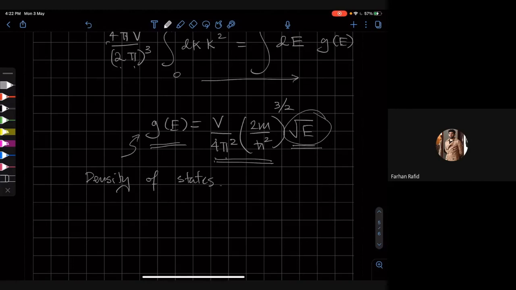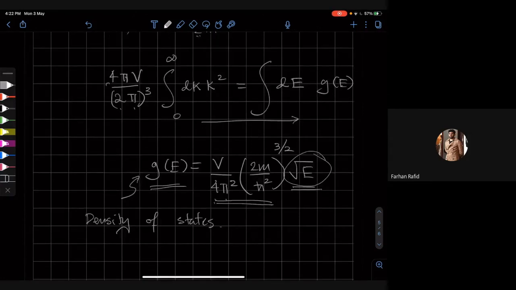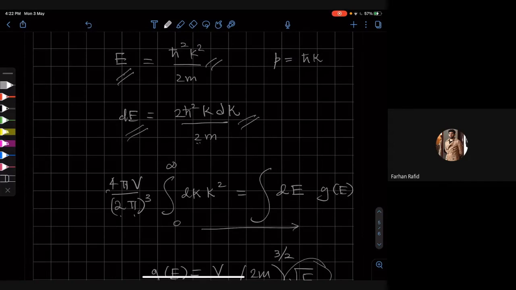No, sir. I mean, how does the integration of dE g(E) come from the previous? That's, we are just changing variables in the integration from k to E. Okay, got it. Yeah. Okay.